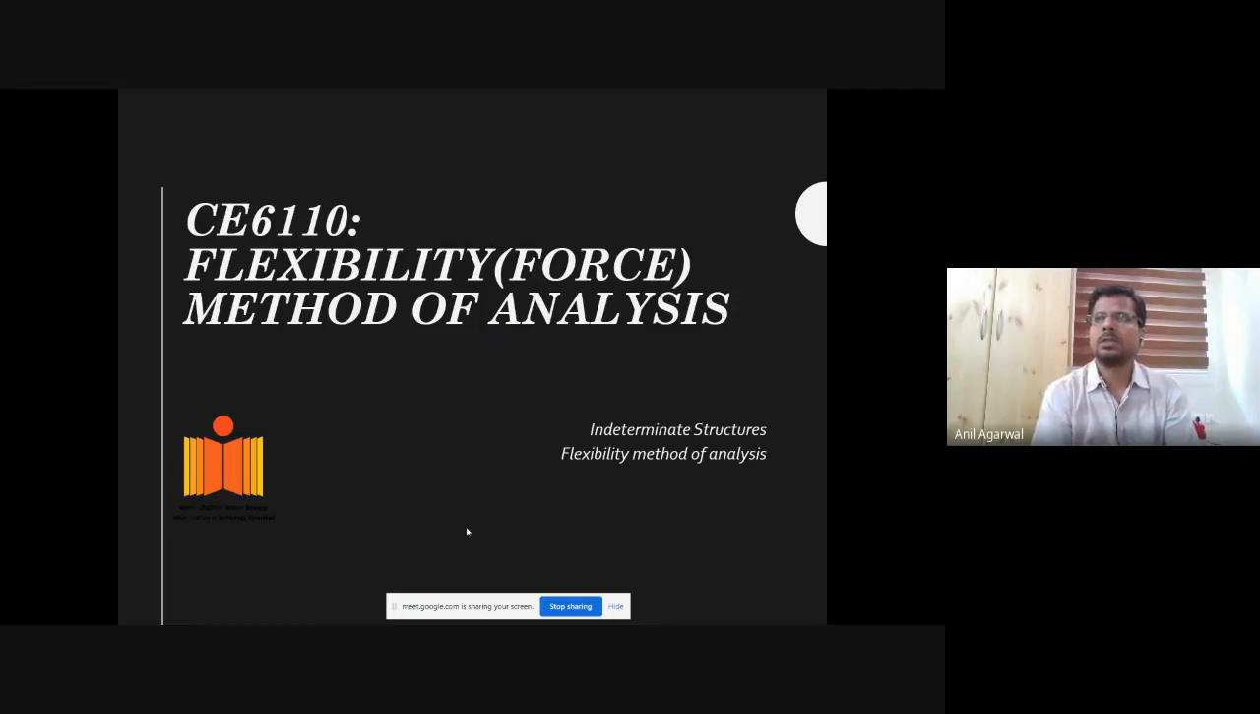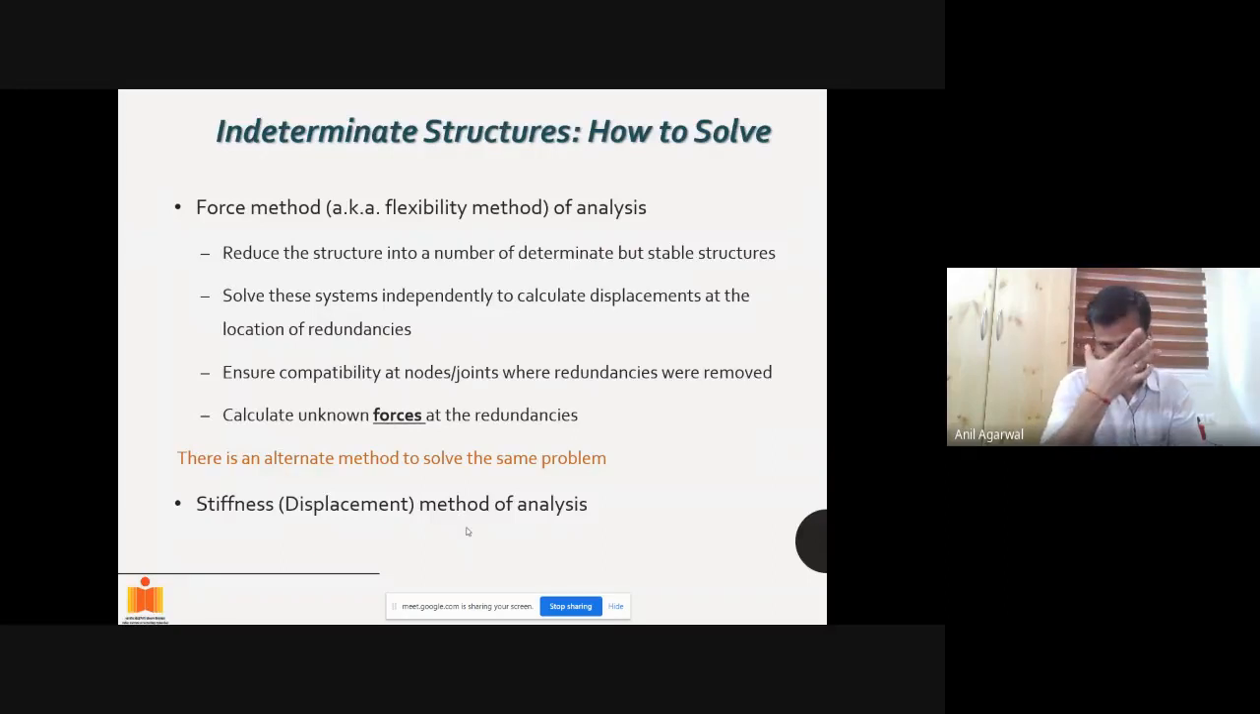Now, some discussion I wanted to present between the flexibility method and the stiffness method. The flexibility method is also known as the force method, and the stiffness method is also known as the displacement method. We will see in a minute why that is the case. We will do a more detailed discussion on the comparison between the flexibility method versus the stiffness method.